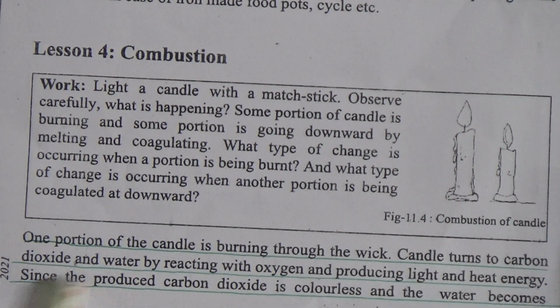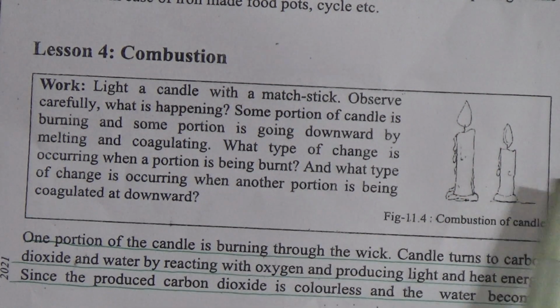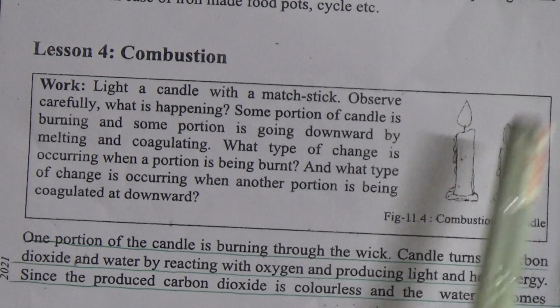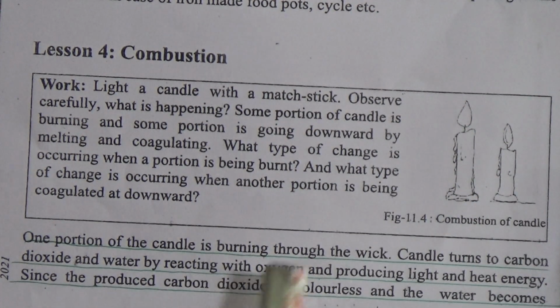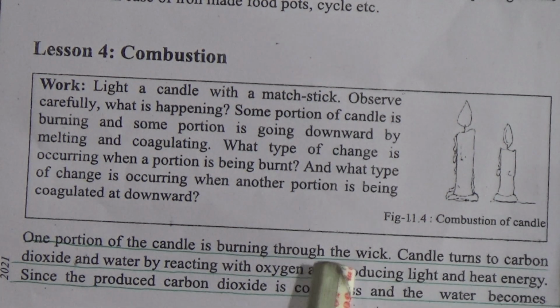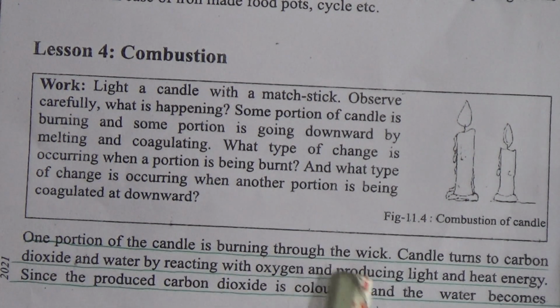Now, my dear students, we can see from this experiment that one portion of the candle is burning through the wick, and the candle turns to carbon dioxide and water by reacting with oxygen and producing light and heat energy. I am repeating, the candle turns to carbon dioxide and water by reacting with oxygen and producing light and heat energy.